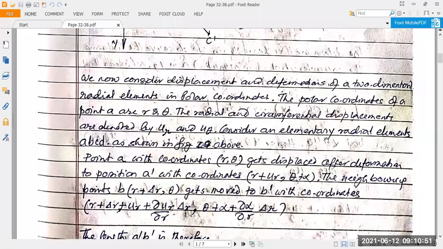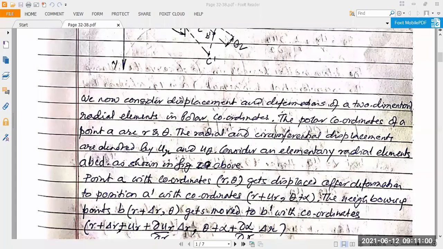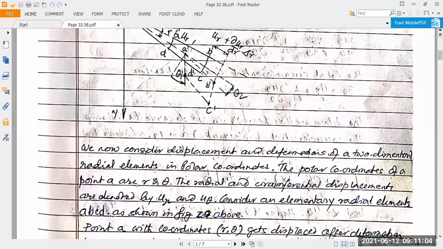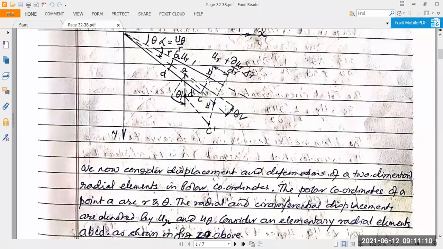In elementary radial elements, it is considered elementary radial elements. So what we should see here, we have A, B, C, D. Why is it defined as radial elements? B has a certain radius. A has a certain radius which is equal to R.